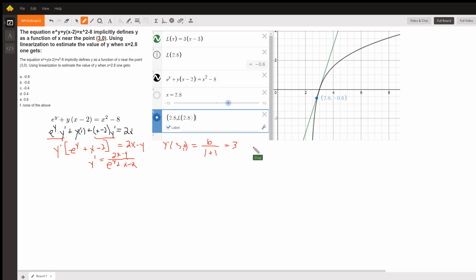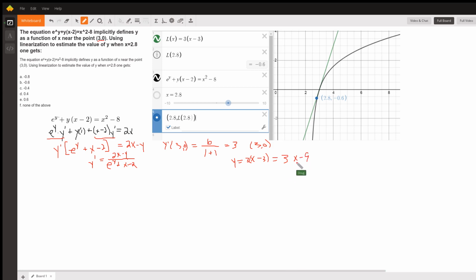And the point that the tangent line is passing through is (3, 0). So I just use point-slope. Slope is 3, the point is (3, 0), so y - y1 is y - 0 equals the slope times the quantity x - x1, and x1 is 3. So there is the equation of the tangent line. I could write that as 3x - 9.